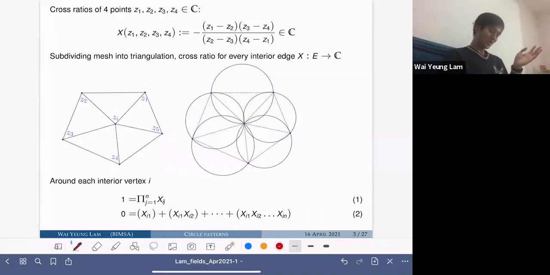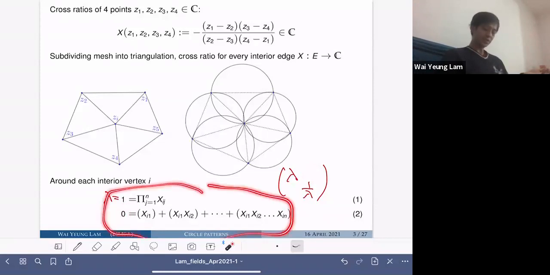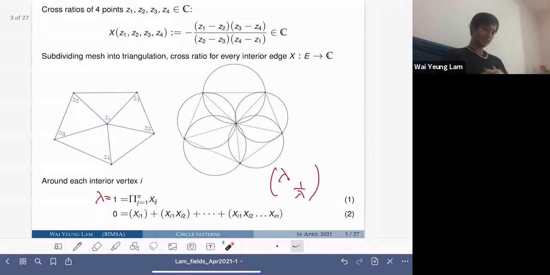So this is a matrix in SL2C, and the eigenvalue is just λ, 1/λ. Now you want to make this the identity, so you want the eigenvalue to be equal to one, and you want this off-diagonal entry to be zero. So altogether, this equation tells you that the holonomy around each vertex is the identity. That means you can just lay out all these circles.